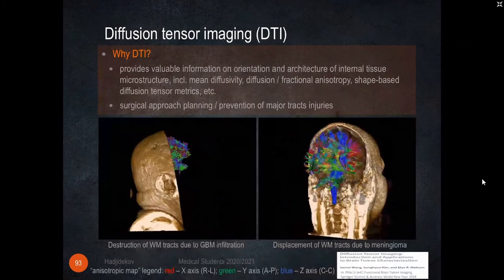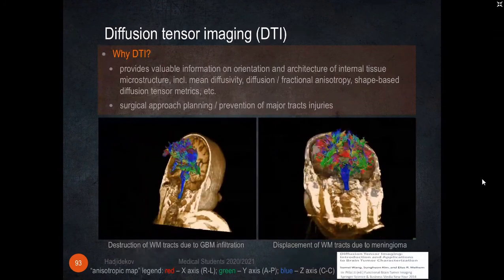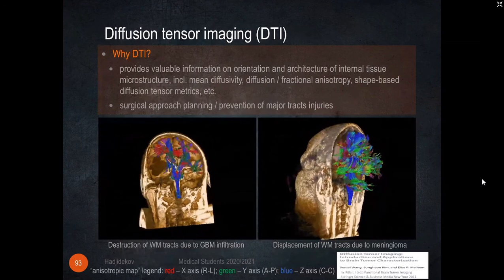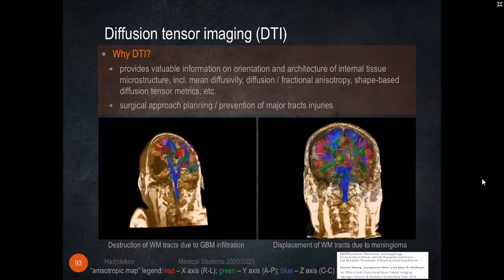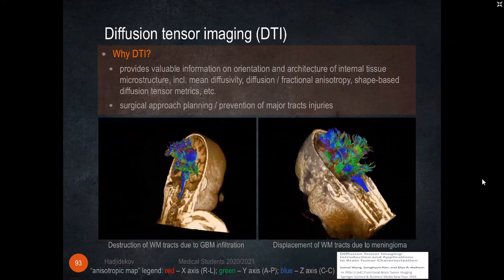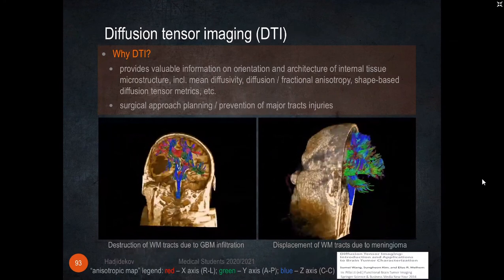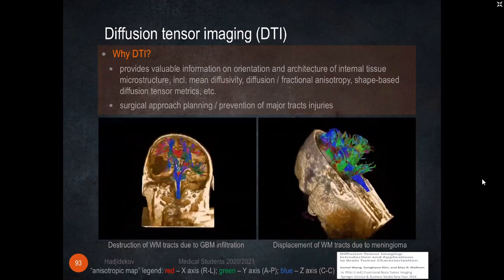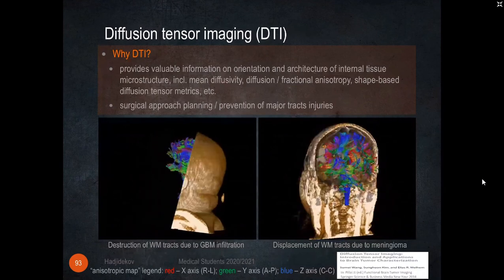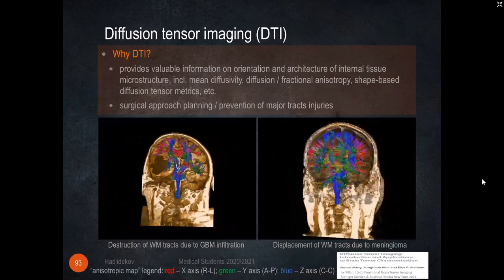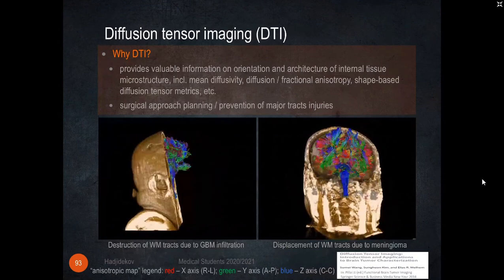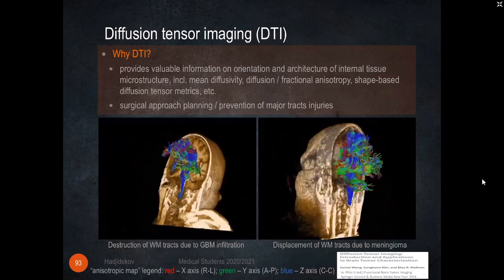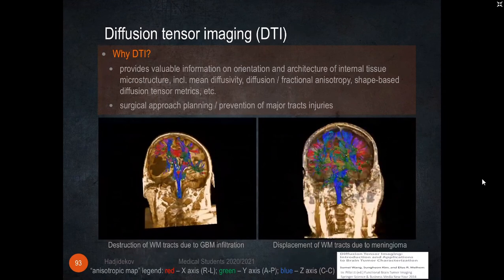What does diffusion tensor imaging mean? This is a very modern, new and fancy advanced imaging technique on MRI, which gives information on the orientation and architecture of the internal tissue microstructure. That means diffusion and fractional anisotropy, shape-based diffusion tensor metrics. And this is important for surgical planning, for the surgical approach, because we want to prevent the major tracts from injuries during surgery.